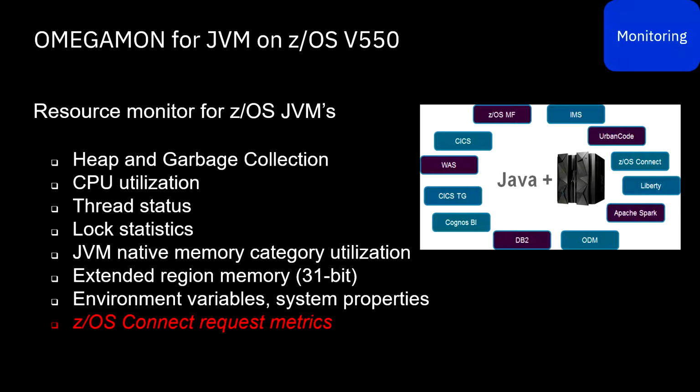OMEGAMON for JVM is a real-time monitor which will dynamically find all JVMs running in your environment. JVMs are embedded seemingly everywhere these days, as many subsystems now leverage Java. Detailed statistics on memory heap, CPU utilization, thread status, and more at the subsystem level are provided. However, the item which sets OMEGAMON for JVM apart from other monitors is the z/OS Connect request monitoring.